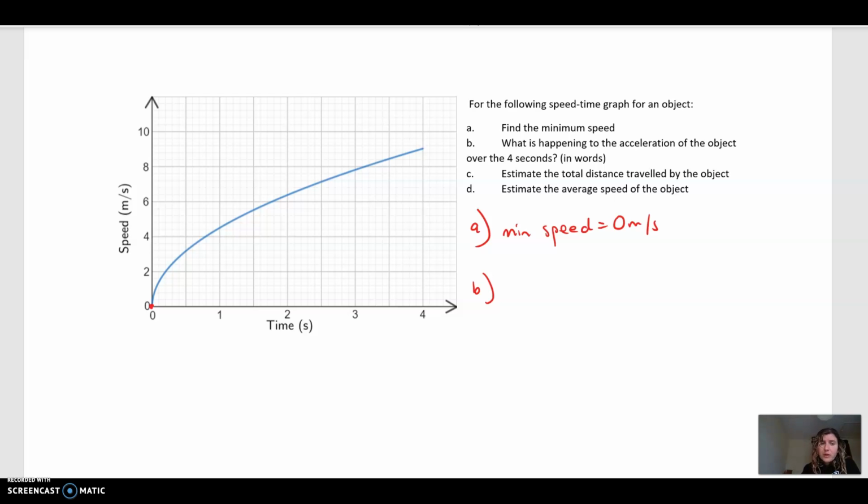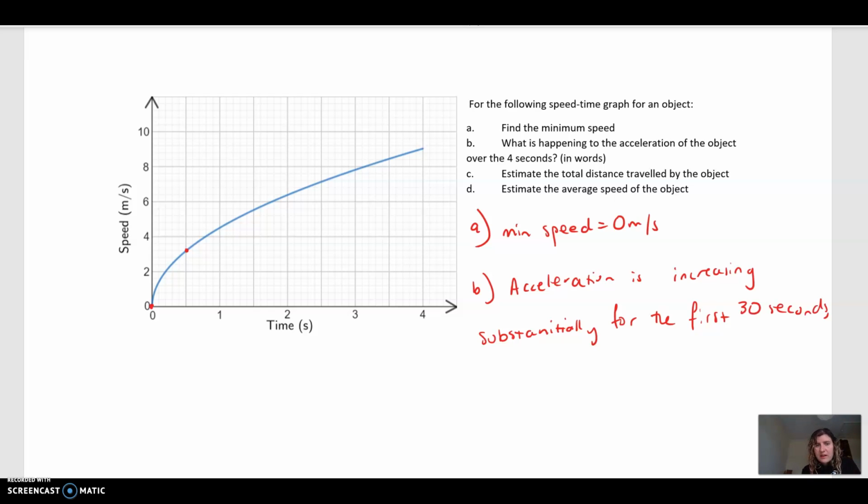Well, what is happening to it? It starts off and we can see the speed really drastically increases. So we have a massive increase. So acceleration is increasing substantially for the first, well, we would say about 30 seconds. Okay, so we can see it's increasing a lot there.